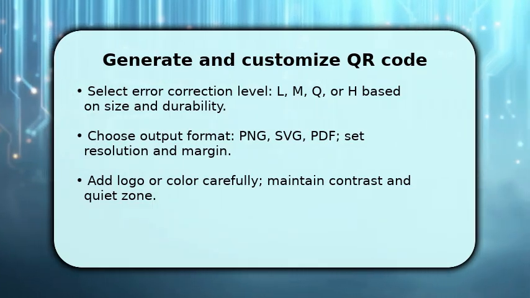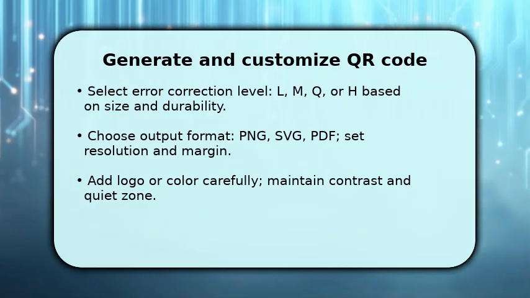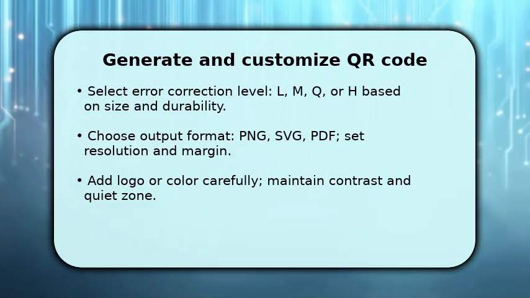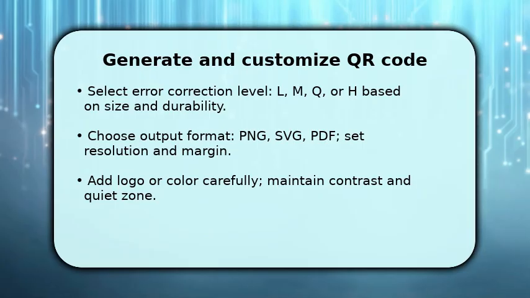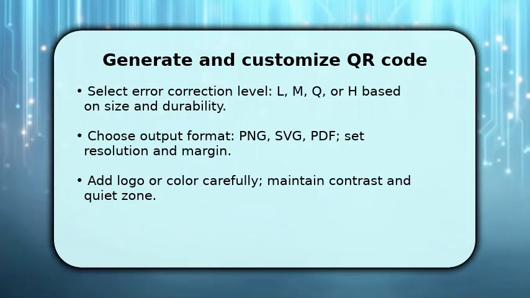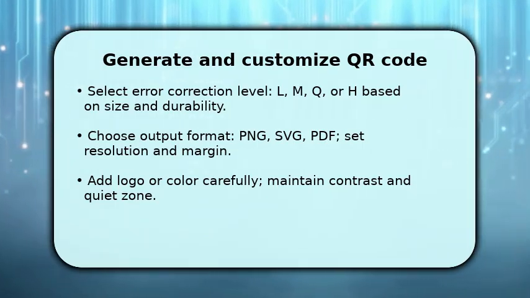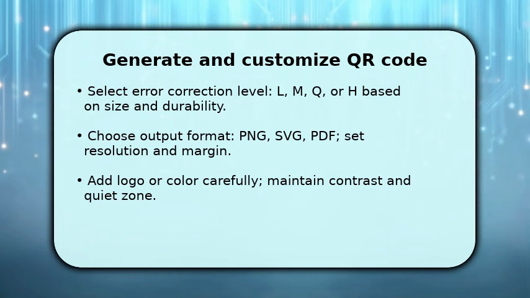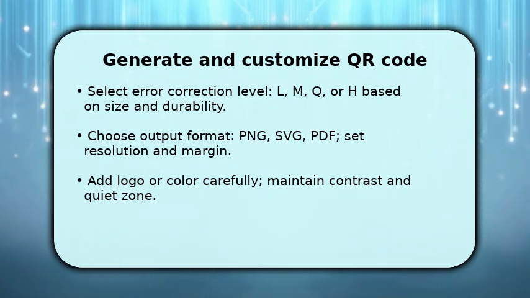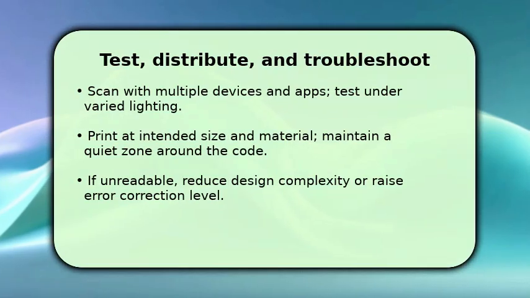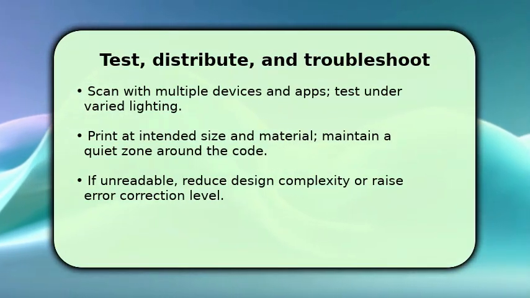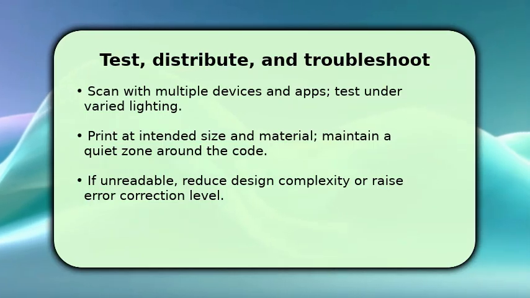If adding a logo or colors, reduce size and keep strong contrast so scanners read reliably. After customizing, generate a test file, then scan it with 2 different devices to confirm the visual changes didn't break functionality. You now verify the QR in real conditions. Scan with iOS and Android devices and try different apps to confirm consistent behavior.